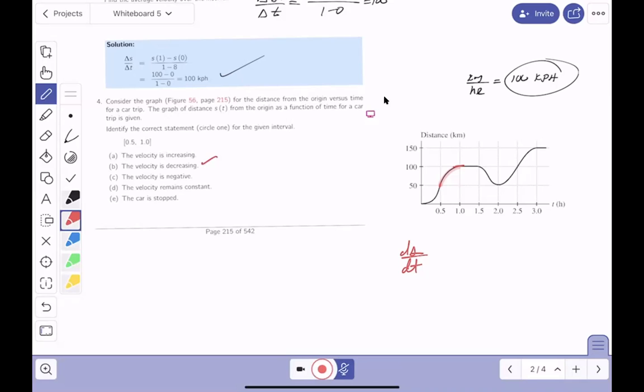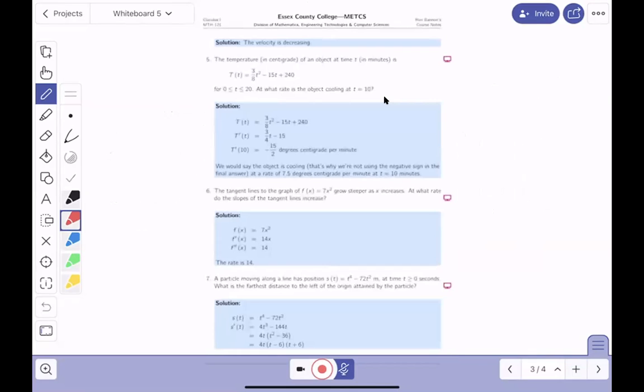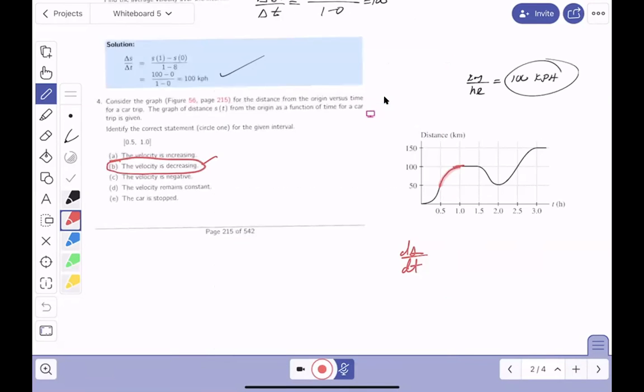I'm going to read them all. The velocity is negative? Well, all the tangent lines are positive, so it couldn't be negative. The velocity remains constant? No, it's increasing. I'm sorry, decreasing. The car stopped? No. So all along this path, the velocities are positive, and they're decreasing. So B is my answer. I'm going to circle that. Of course, go to the next page, and our answer will be staring at us. And what did they say? The velocity is decreasing. Make sure you understand that that's been circled for you.